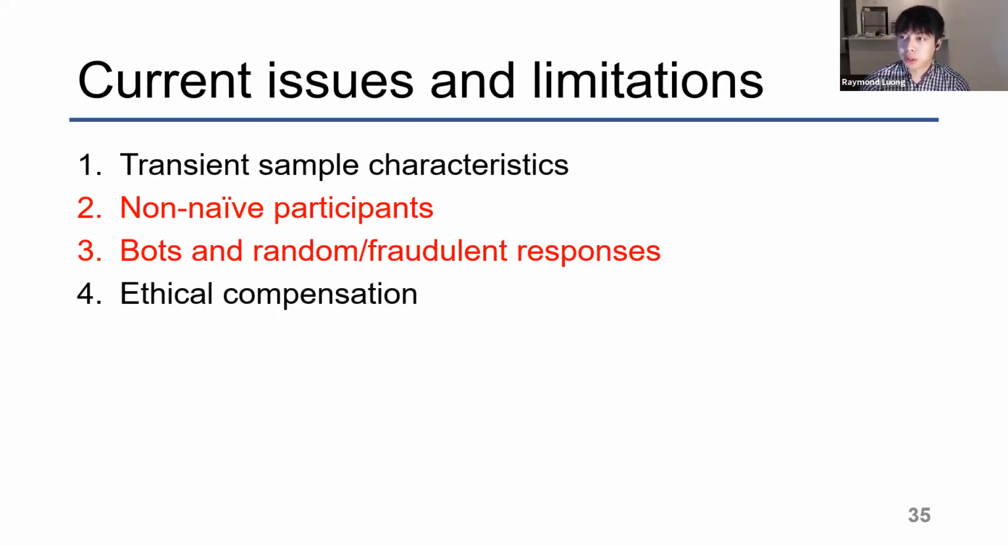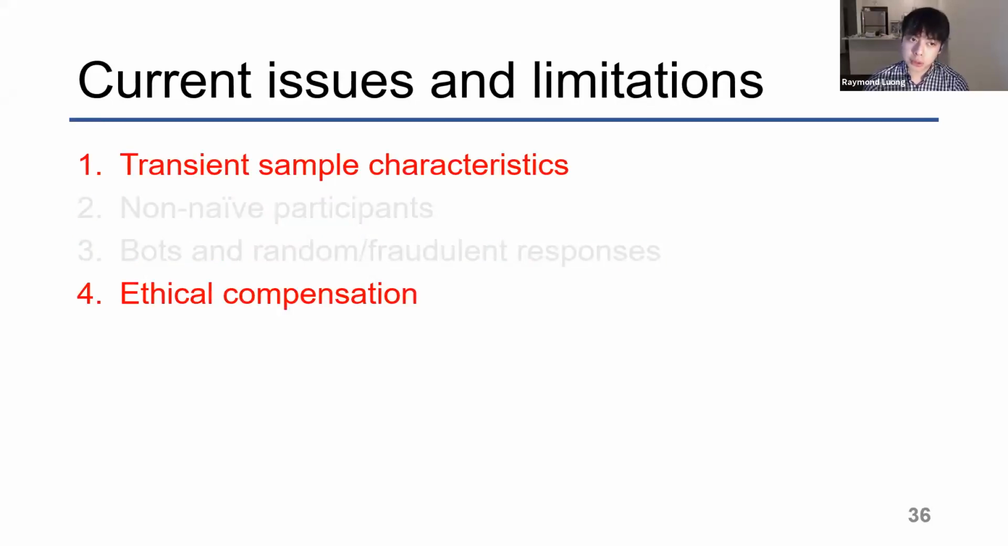These are well known in the literature and have been discussed in this conference, so I won't focus on these as much. They do impact sample size similarly. The ones I want to focus on are the transient sample characteristics and ethical compensation issues.